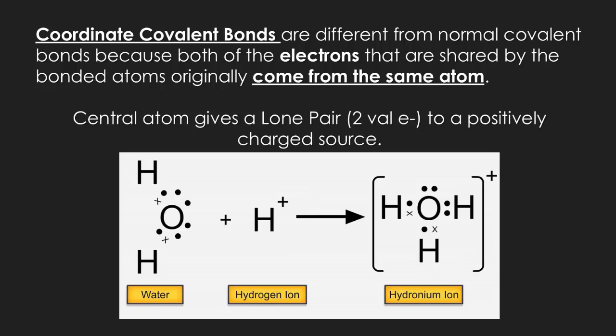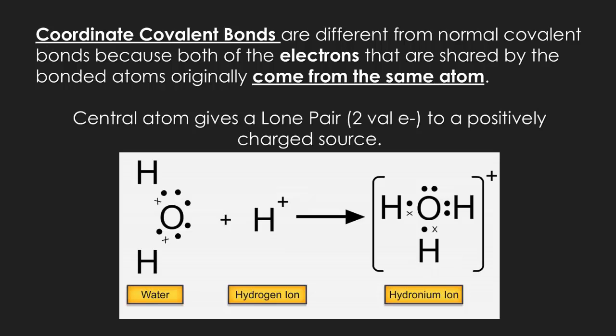So the central atom gives a lone pair, two valence electrons. Think of Mr. T, it's giving up a Mr. T to a positively charged source. So in the picture, we have water with its bonds. You're noticing that there are 1, 2, 3, 4, 5, 6, 7, 8 electrons around the oxygen. It's got two single bonds and two lone pairs. And it'll be giving up one of those lone pairs to bind to a hydrogen ion, which means it's just a proton, to make what we call a hydronium ion.